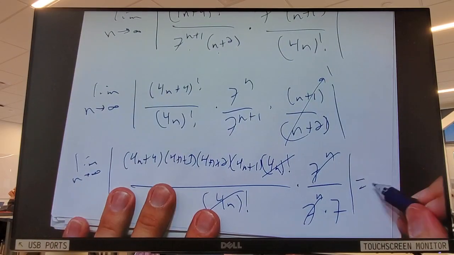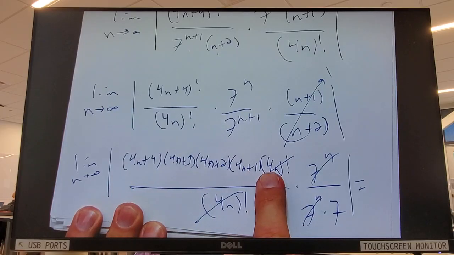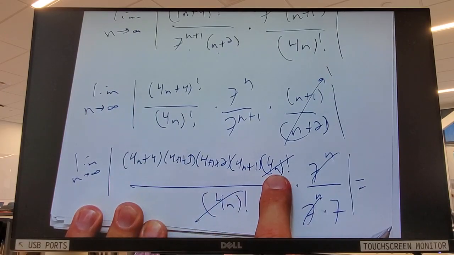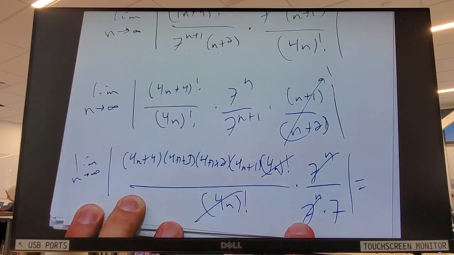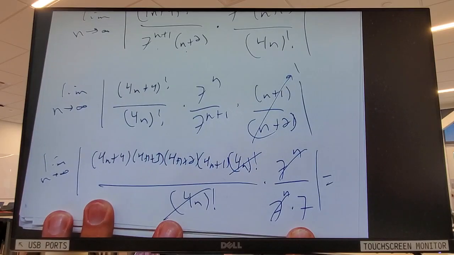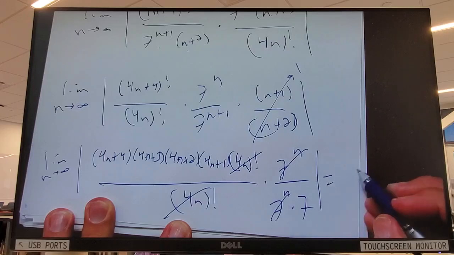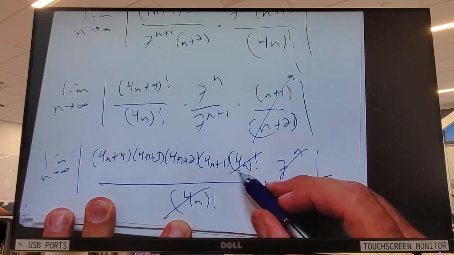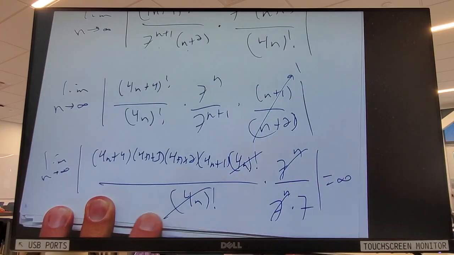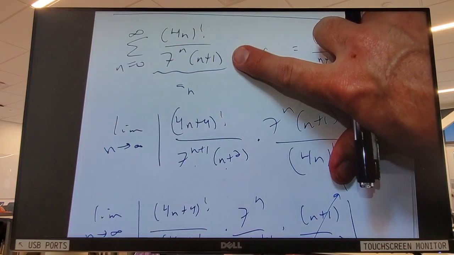So real quick, do not multiply this out. But what would the degree be on top if I did? 4th degree, and the bottom is 0. Nothing. 1, technically. No, 0, because it's a constant, which has no n's. Yeah. So what's this limit? The top is stupid big. Infinity. Which means what about the series, of course?